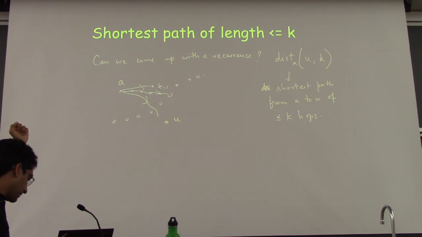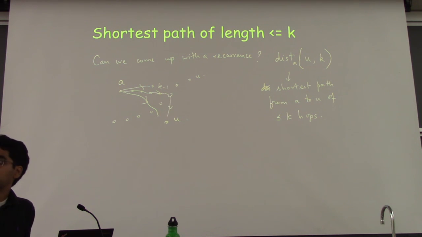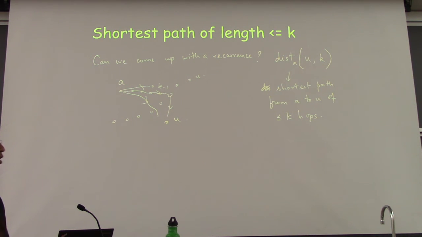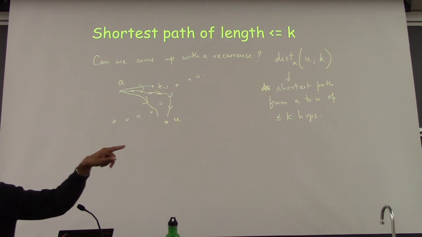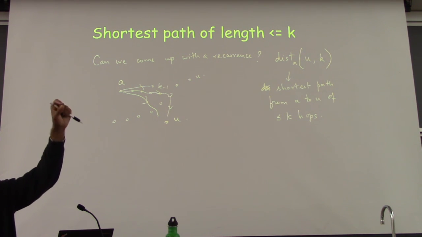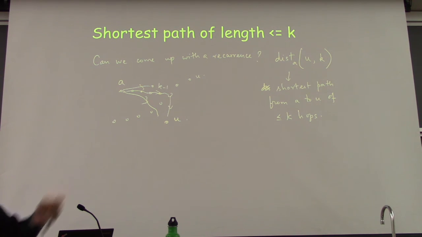And from here maybe there's an edge to u. So this is the only way you can end up with a k hop path from A to u. Right? So you do k minus 1 hops, reach somewhere, and then you go to u. Right? So that's that. Okay.